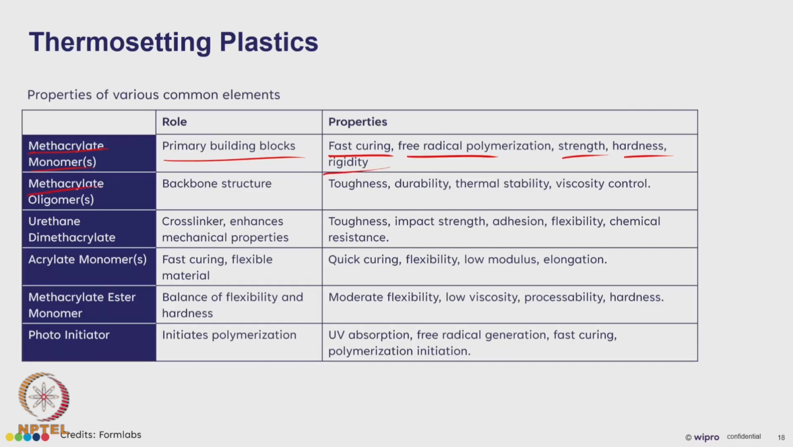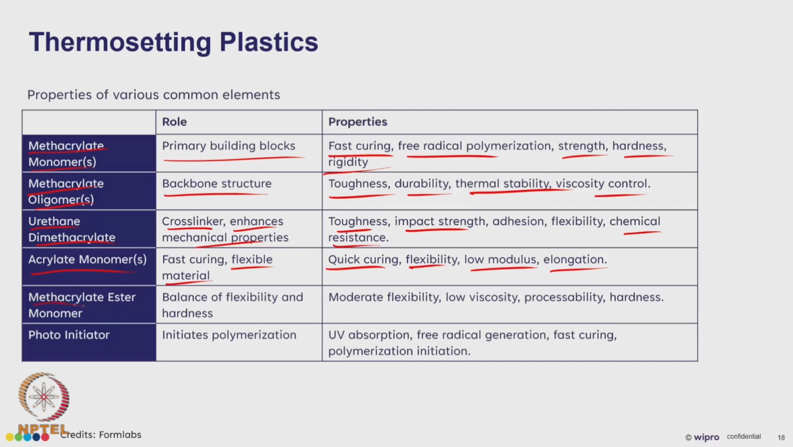And we have methacrylate oligomers, which act as a backbone structure and provide toughness and durability. And urethane dimethacrylate acts as a cross linker and enhances the mechanical properties as well, and we could see very good toughness, impact strength and also chemical resistance with it. And acrylate monomer actually provides flexibility, with quick curing, flexibility, low modulus and elongation.